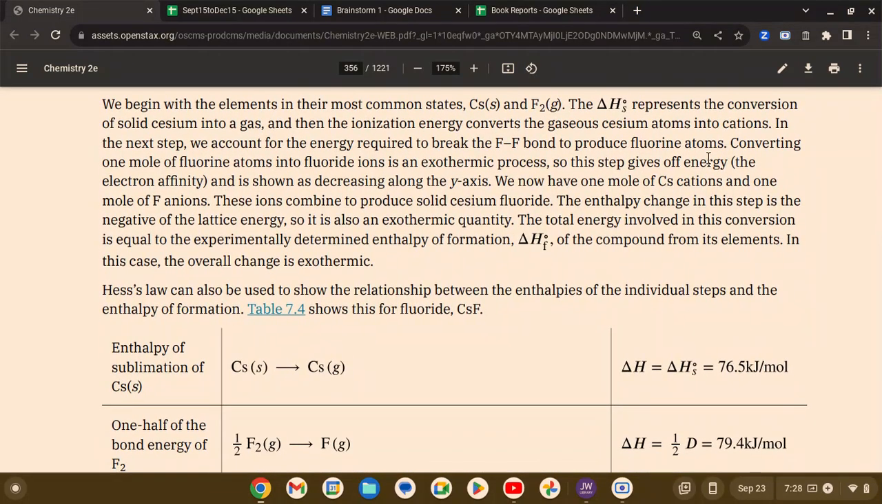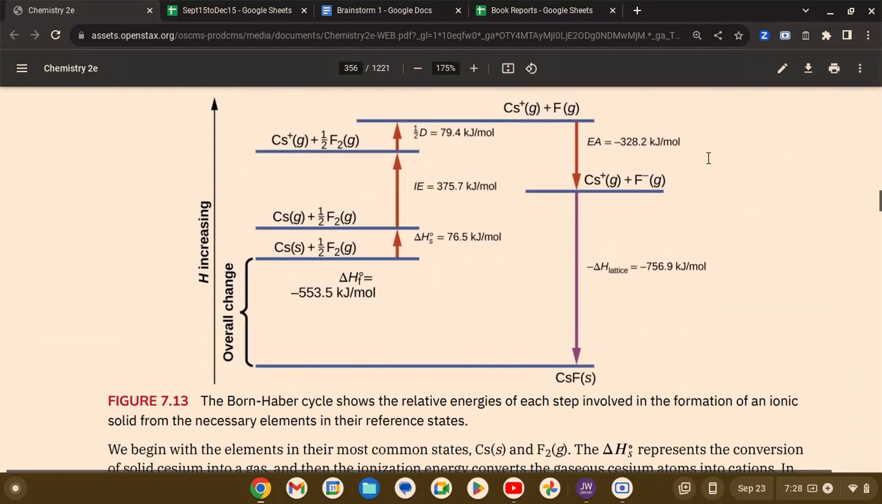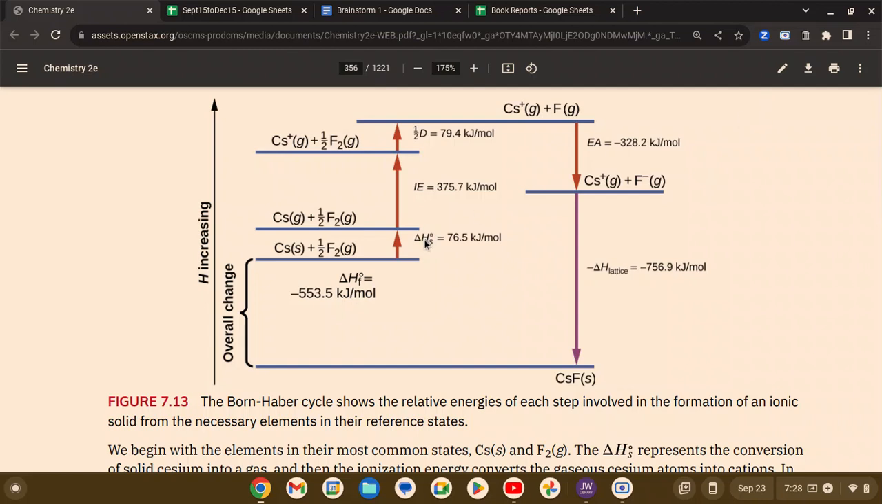So basically what they do is they arrange the different equations that you could get from these features, and you do these different reactions together. You add up all of the different steps. Here's one reaction: this is the sublimation, ionization energy, half of D, electron affinity, half of delta H lattice, and then you form it, starting from the elements.